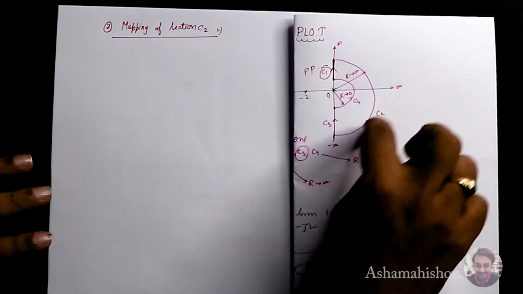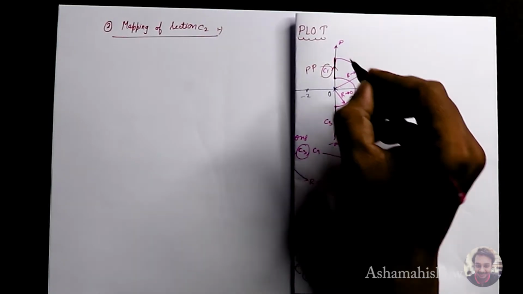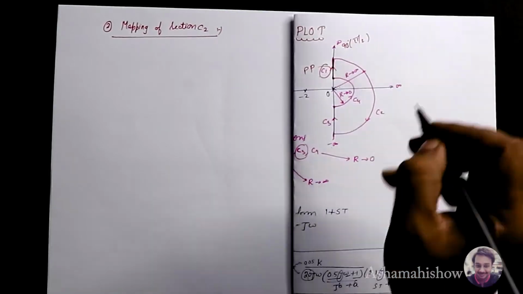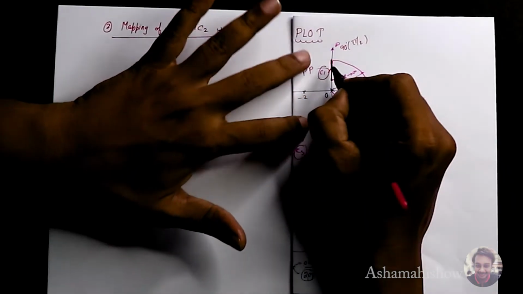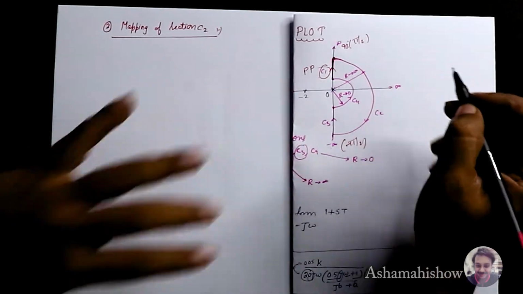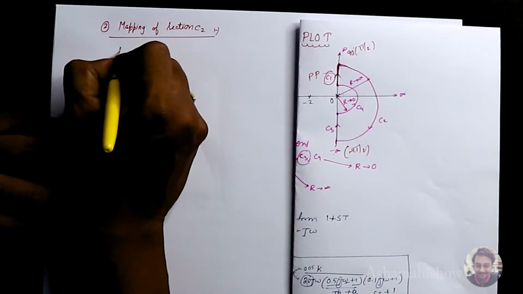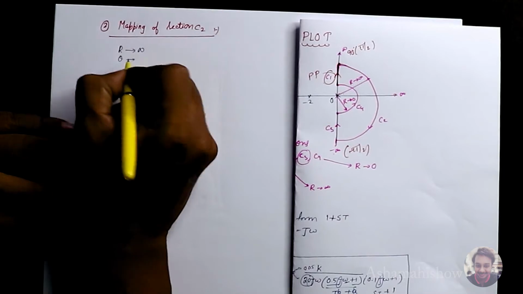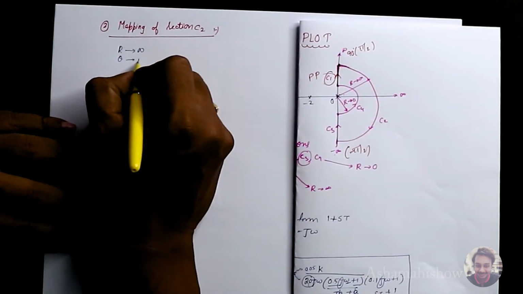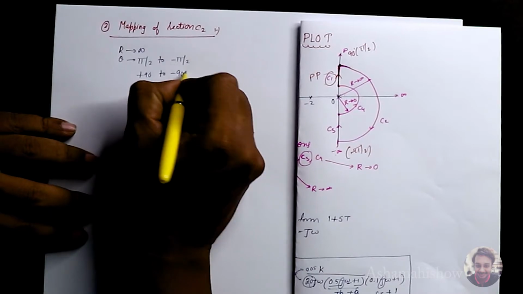Now we'll do the second part, which is the mapping of section C2. As we already saw, on C2, R tends to infinity, and theta varies from pi by 2 to minus pi by 2. So with a radius of infinity, your C2 is a very big arc. Here R is tending to infinity, and the angle theta varies from pi by 2 to minus pi by 2, that is plus 90 to minus 90 degrees.